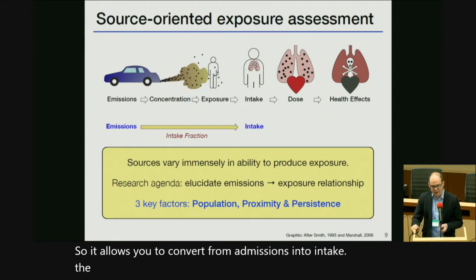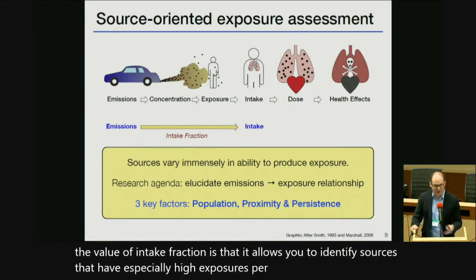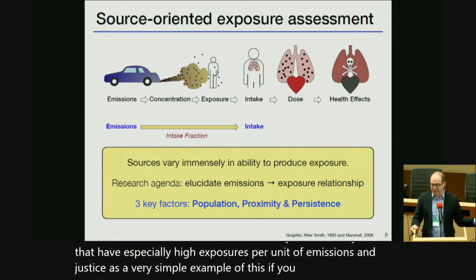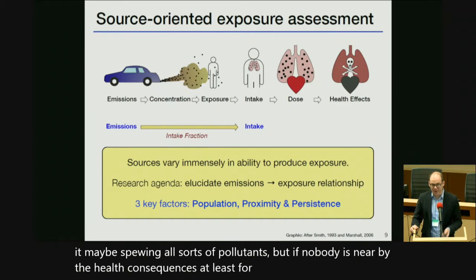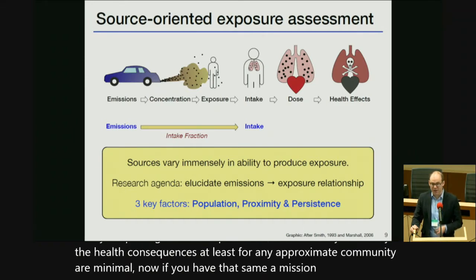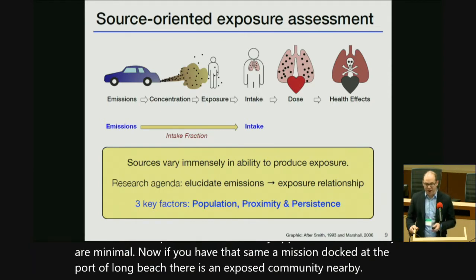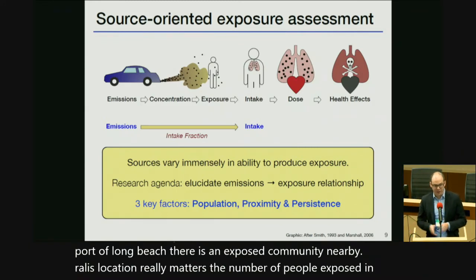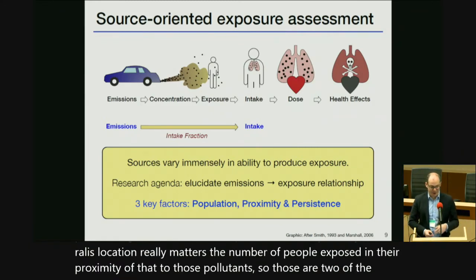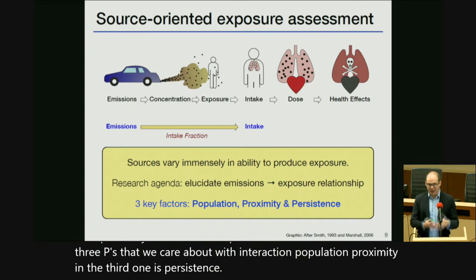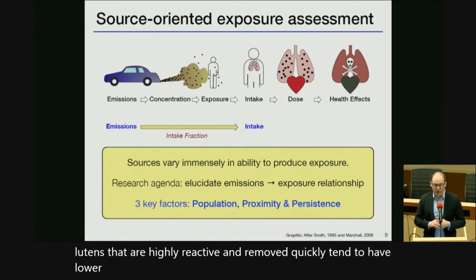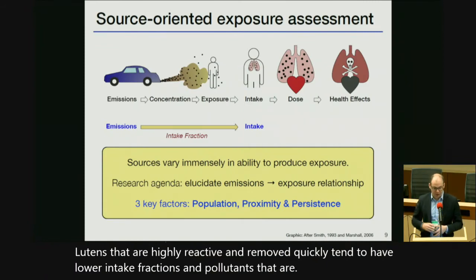The value of intake fraction is that it allows you to identify sources that have especially high exposures per unit of emissions. And just as a very simple example of this, if you have a ship out in the middle of the Pacific Ocean, it may be spewing all sorts of pollutants, but if nobody's nearby, the health consequences, at least for any proximate community, are minimal. Now, if you have that same emission docked at the port of Long Beach, there's an exposed community nearby. So the release location really matters. The number of people exposed and their proximity to those pollutants. So those are two of the three Ps that we care about with intake fraction: population, proximity, and the third one is persistence. So pollutants that are highly reactive and removed quickly tend to have lower intake fractions than pollutants that are persistent, that they're long-lived, they're conserved.